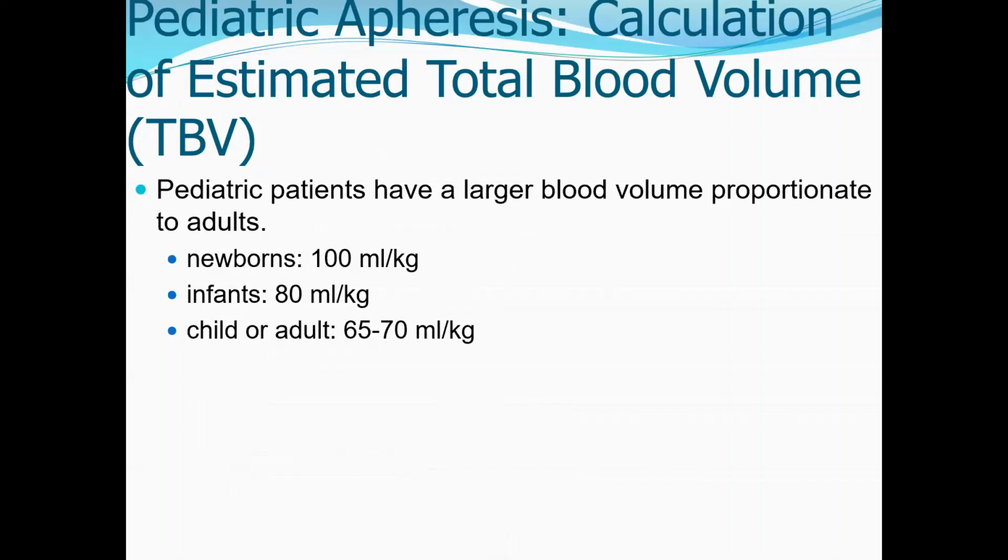So calculation of the estimated total blood volume for the pediatric patient: they will have a larger volume than adults. For the newborn it will be 70 ml per kg.